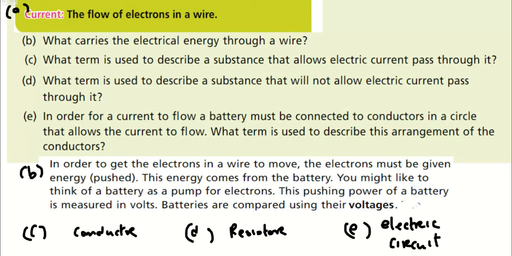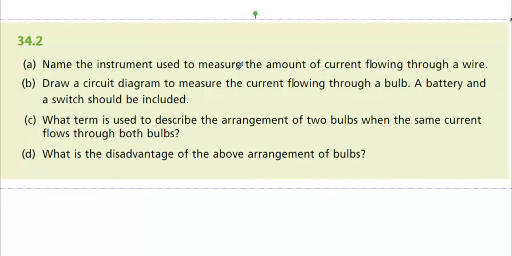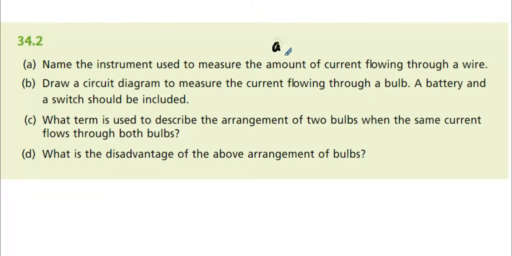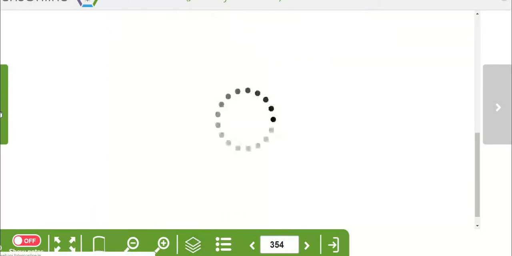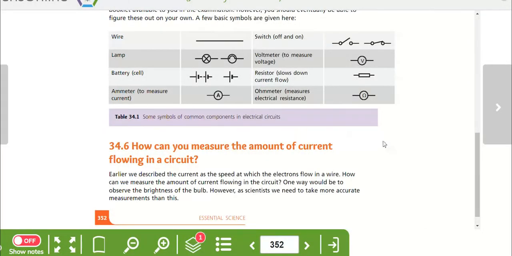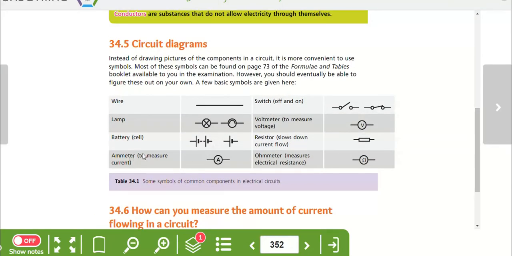All right guys, now we're on to the next one. Name an instrument used to measure the amount of current going through a wire. Well, this is known as an ammeter. Okay, let's see if we can find it in your book. There it is there, ammeter, used to measure current. Okay, let's go back again.